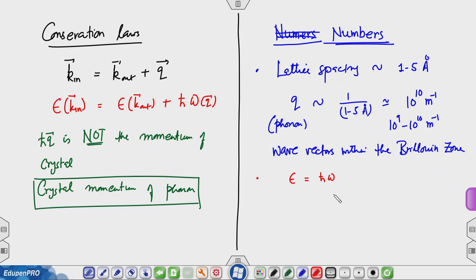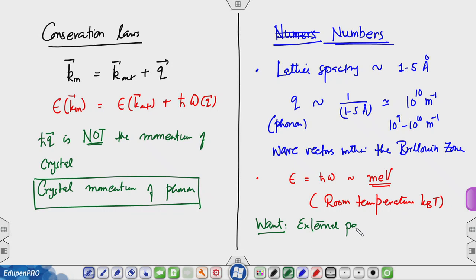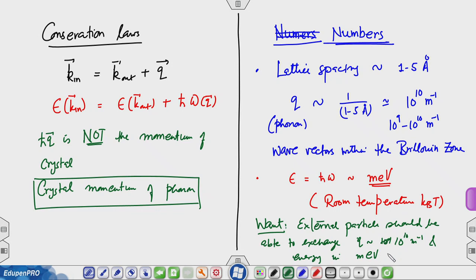is of the order of, you know, MeV. So, that is right, MeV, right? Let us say room temperature kBT. So, what you want is that the external particle should be able to exchange Q of the order of 10 raised to 10 meter inverse and energy in MeV range. If you can do that, then you have got the phonon dispersion relation.